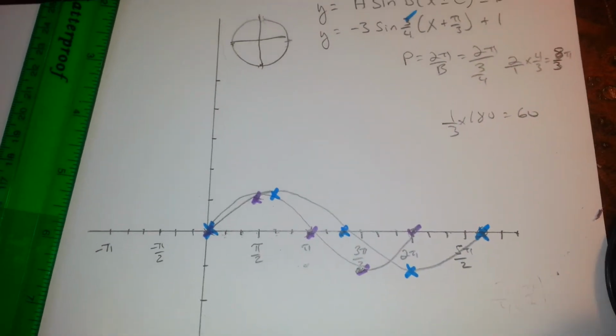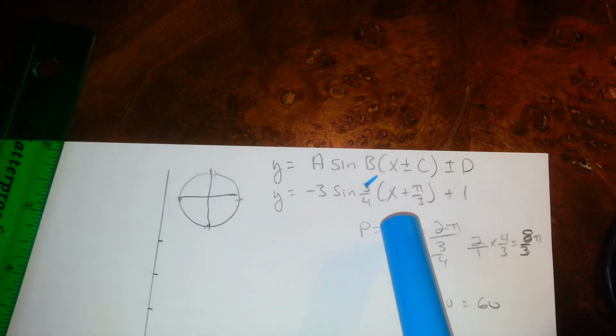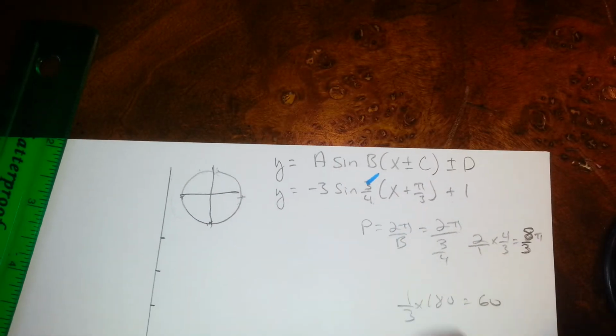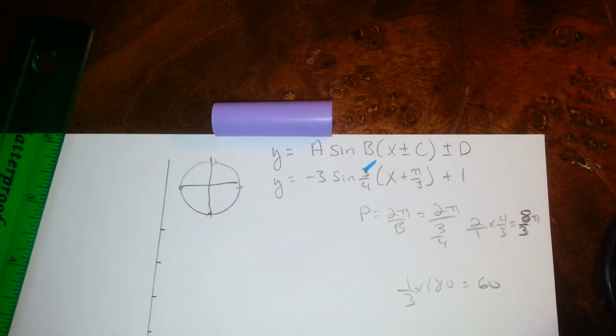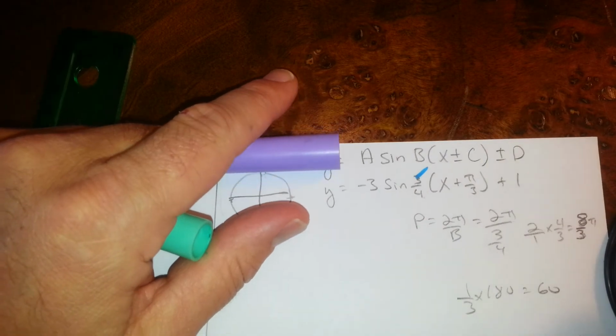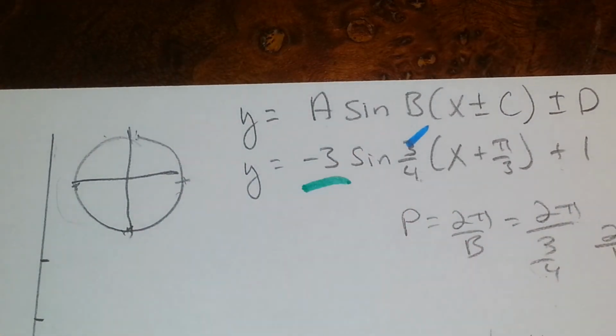Alright, let's do our amplitude next. We could do the phase shift. I could shift and then do the amplitude, but I'm going to do the amplitude now. And I'll use this green. The amplitude is going to be the absolute value of this -3 here. There's my amplitude right there. Okay? It's going to be the absolute value of that.